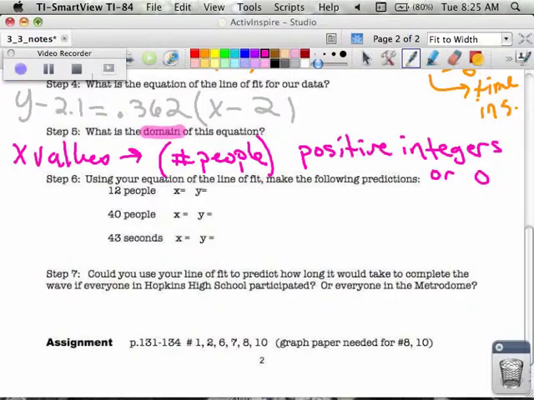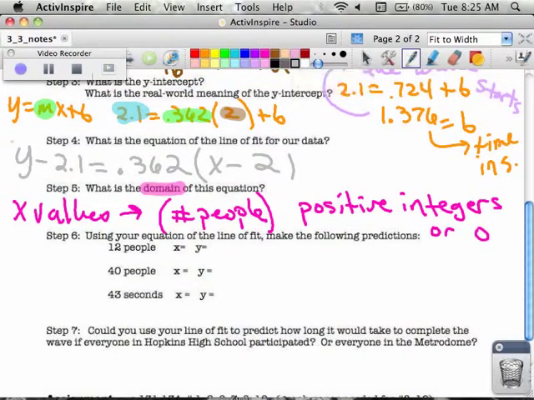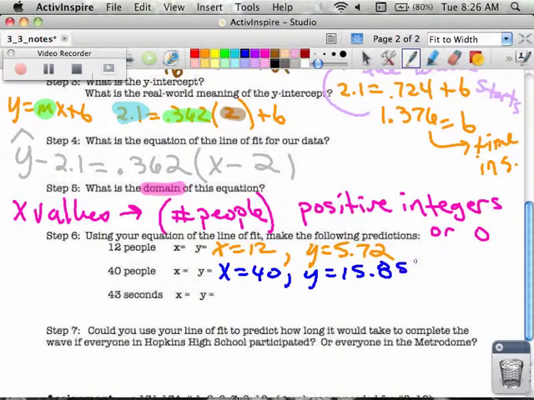Does it need to match up with the table above? Nope, because remember, this equation is our prediction equation. So technically, one of the things that we talked about is this is really called y hat. It's a prediction equation. So it is not necessarily going to match up exactly with the table. So this one we had 12 people, and the y value was 5.72. And in the second one, the x value was 40, and the y value was 15.856. And in the last one here, somebody noticed that I typed it in wrong in the calculator.